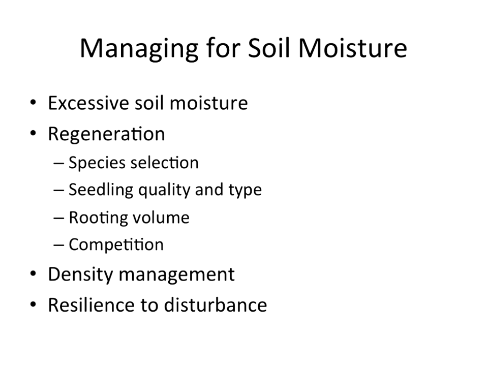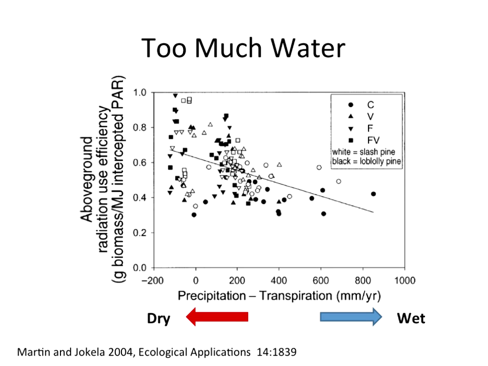So let's move on to managing for soil moisture. When we're thinking about soil moisture, we could have too much water or not enough water, and I'll talk about some elements of that in terms of managing excessive soil moisture, regeneration, density management, and so on. So it's certainly possible to have too much water.